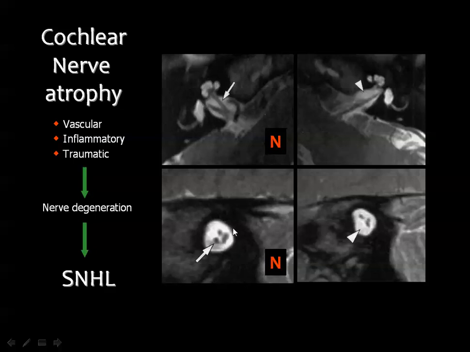Normally, inside the internal auditory canal, in the sagittal image, you see four nerves. Two nerves are adjacent to each other, and these are the superior and the inferior vestibular nerves. And this nerve will represent the facial, and the lower one will represent the cochlear nerve. And in cases of cochlear nerve atrophy, whether it is secondary to vascular abnormality, inflammatory, or trauma, you will see 3 out of 4 nerves. The two closely related nerves represent the vestibular components, the superior and inferior vestibular nerves. The upper one is the facial, and the lower one is missing.